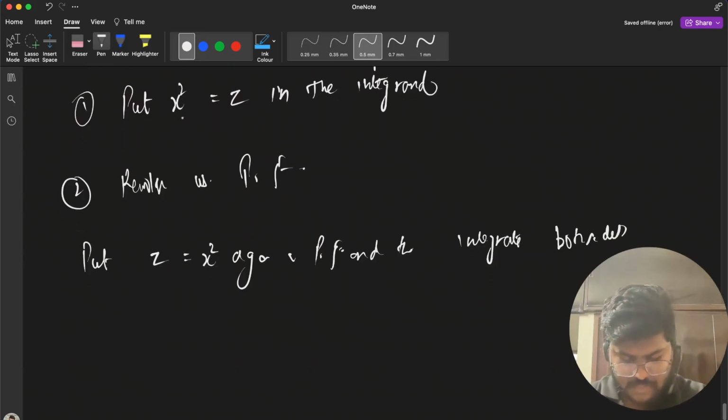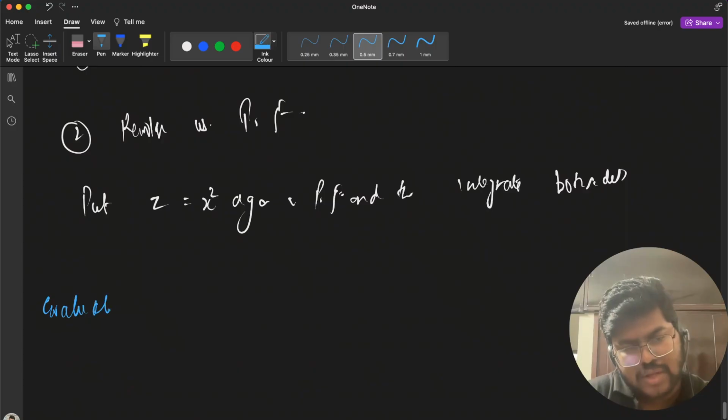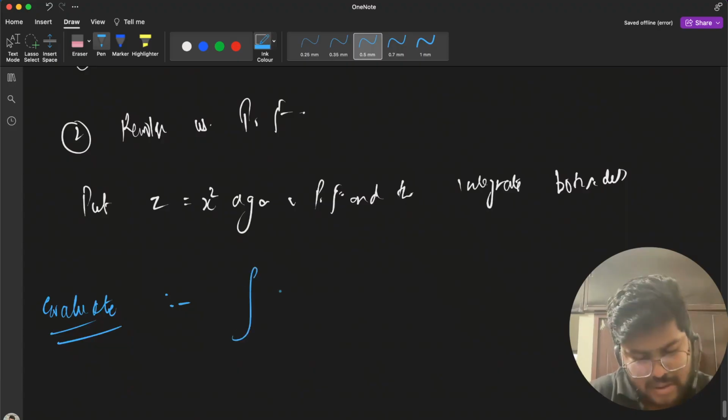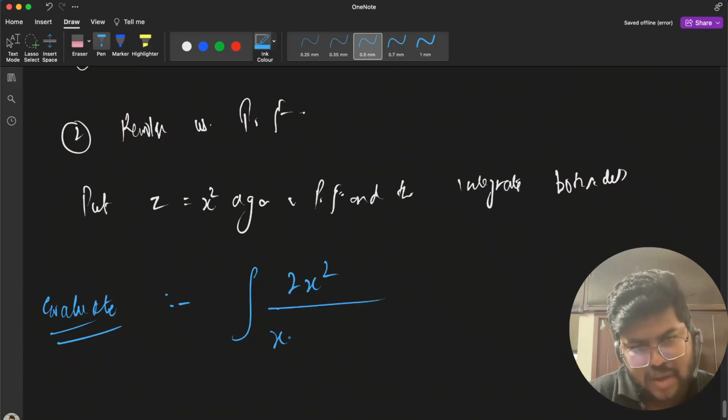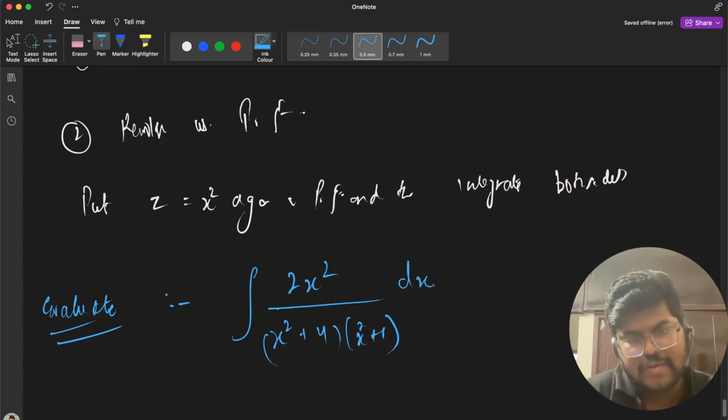So see the example. I will be demonstrating an example to see my case number 5, right? Other than that case, I hope you are very much familiar now. So let us try to evaluate this case. It is the integral of 2x square upon (x square plus 4) times (x square plus 1) dx, right?